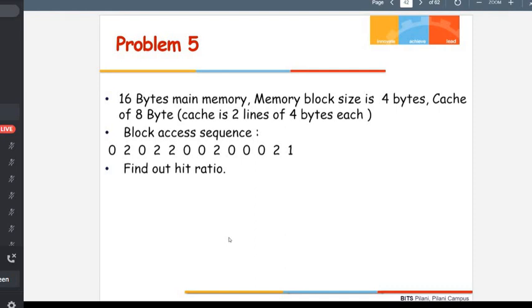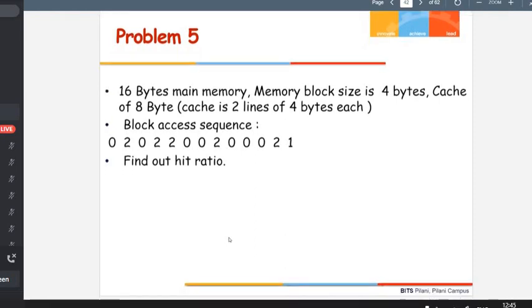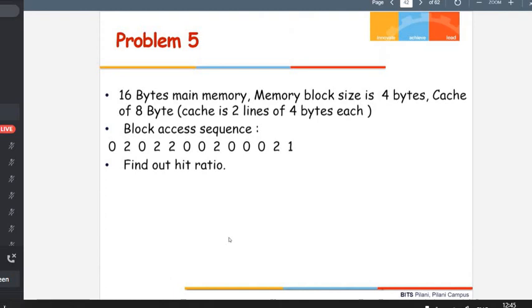Now we will check out the hit and miss ratio. Do you guys have any doubts regarding the cache calculation part?